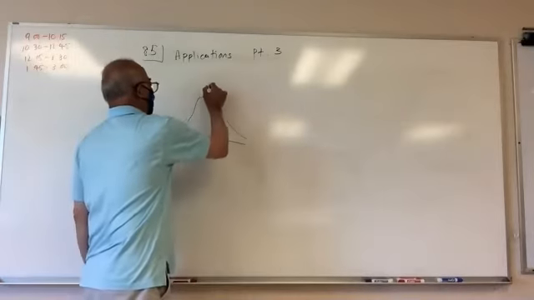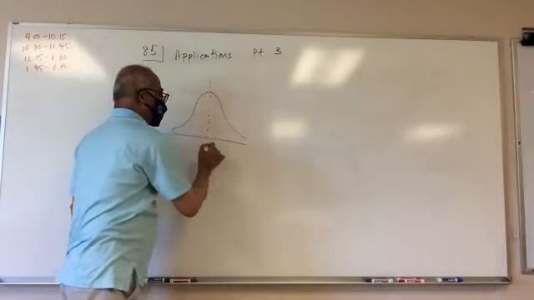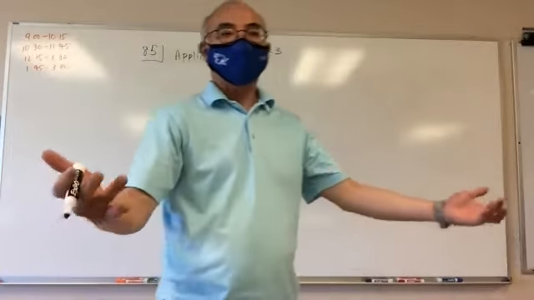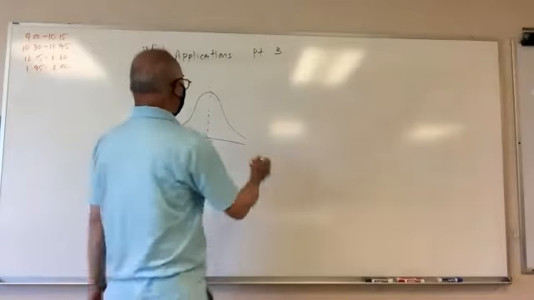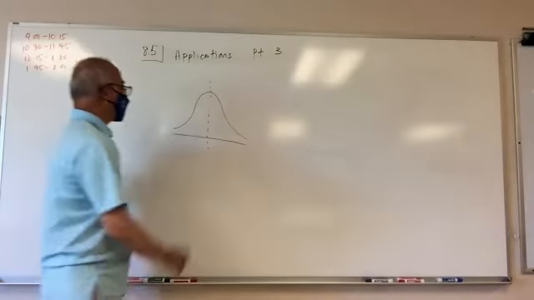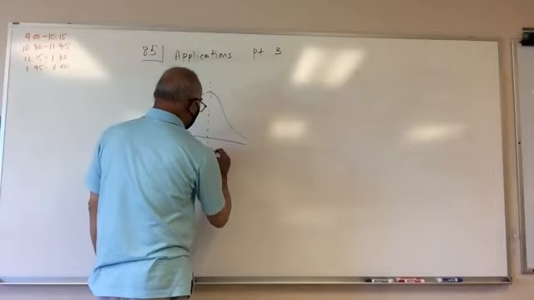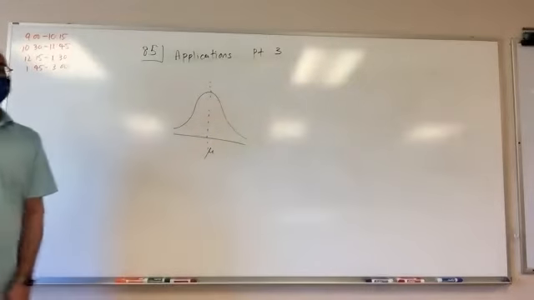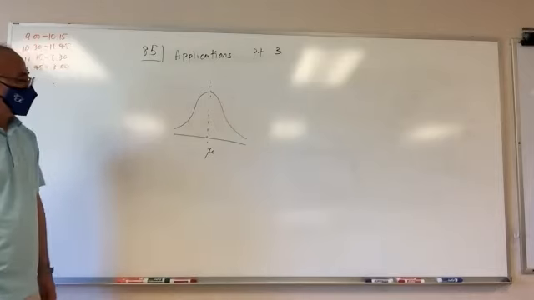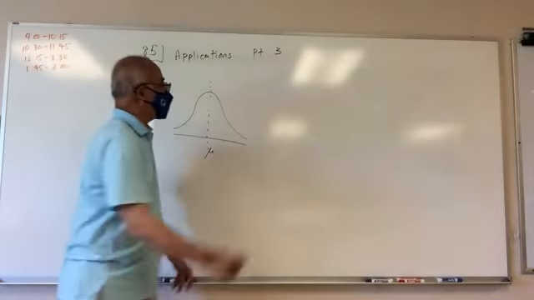You guys know this as the bell curve, right? It's the bell curve where, in the middle, you have a mean. You have a mean here. And then a normal probability distribution.